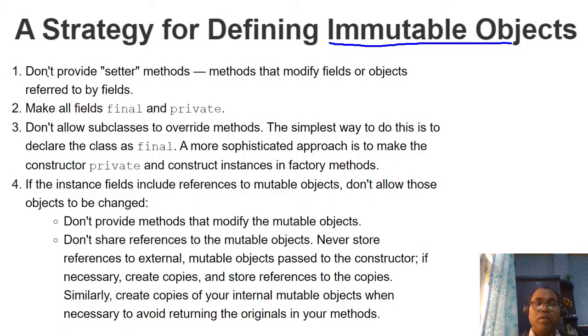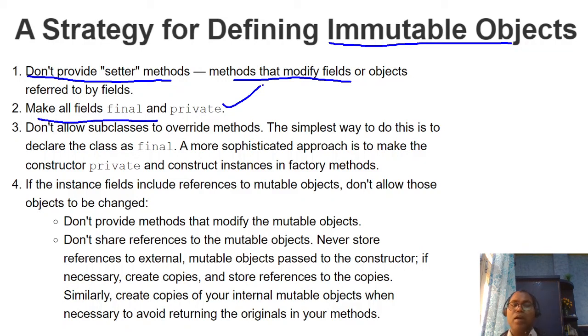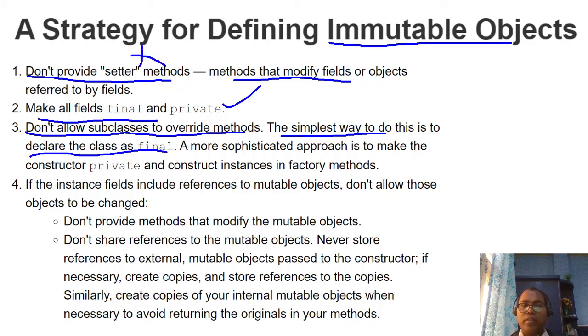The best way: don't provide any setter that modifies your fields, and make all the fields private and final, so that while the constructor runs all the final variables are initialized, and after that no one can change them. Also, don't allow any subclass to override the methods, so make your class final. The simplest way is to just declare your class as final. Also make your constructor private, and provide a factory method for creating an object.